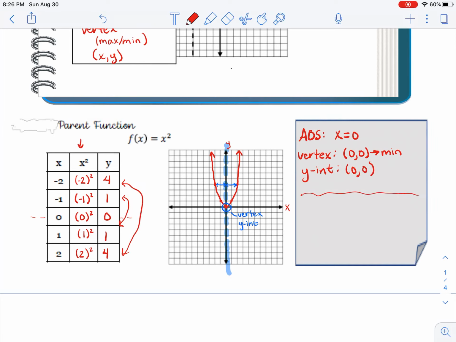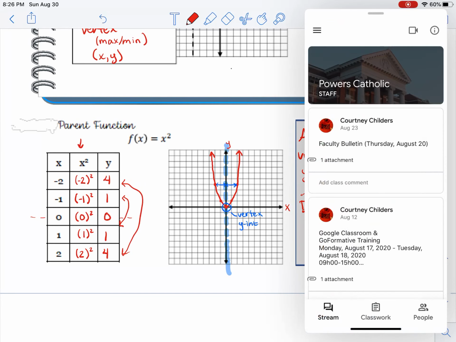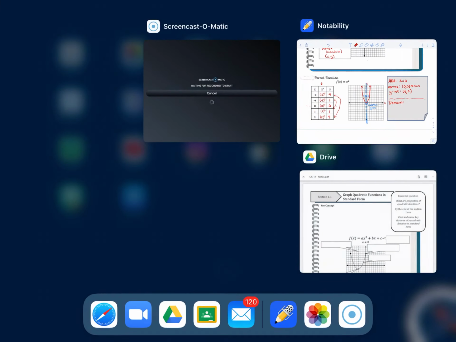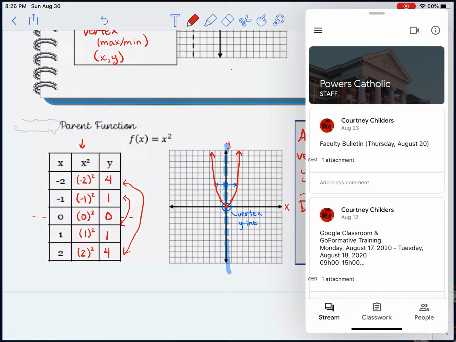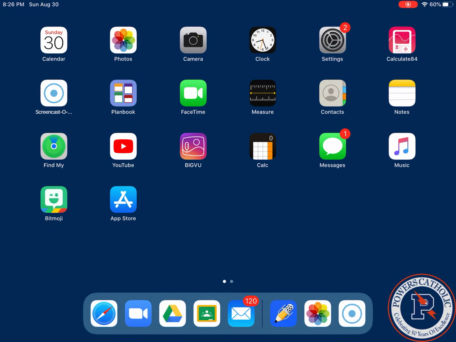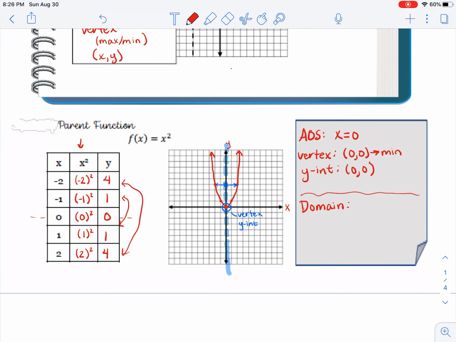And let's talk about domain and range. So hopefully you remember domain and range. Domain is all the values of x that are possible. And good news here for quadratic functions, the domain is always going to be -infinity to infinity.